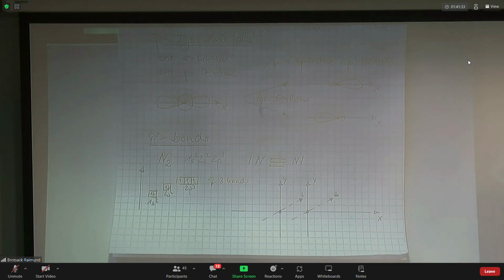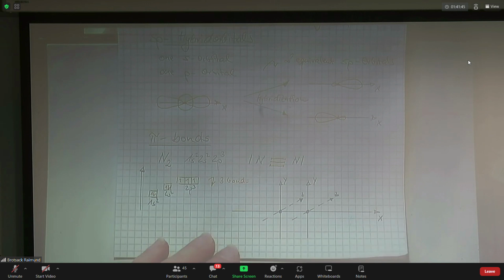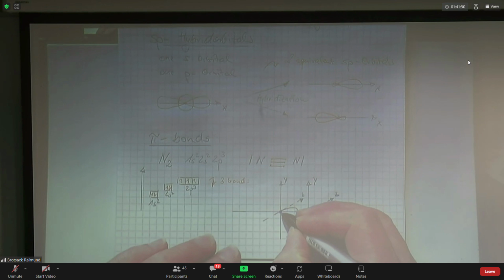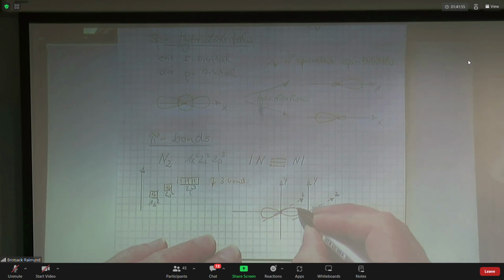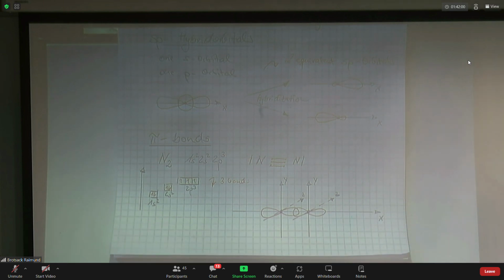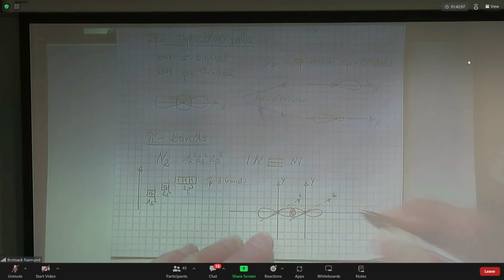Now we have the px orbital. So the px we do not touch. We have a px orbital from the left nitrogen atom, and we have a px orbital from the right nitrogen atom. What is built when we talk about those px orbitals? We have an overlapping area.